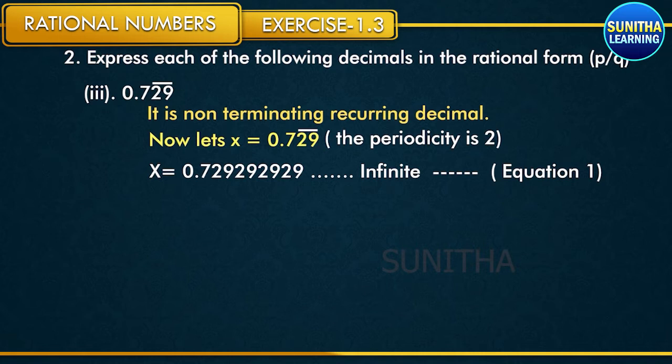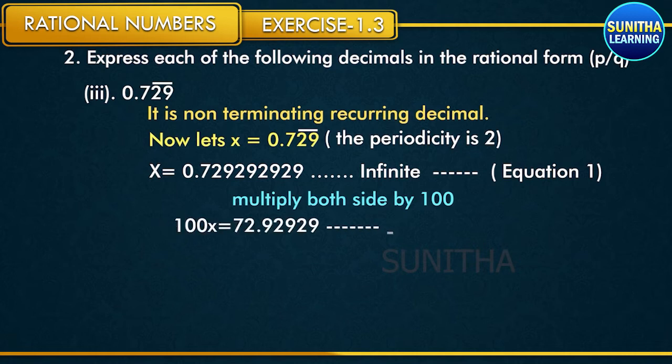Now the periodicity bar is on how many decimals? How many digits? There are 2 digits, that is 2 and 9. So for the given expression, we need to multiply with 100. So 100x is equal to... now since we are multiplying with 100, what will happen? The decimal is moved towards the right side. How many positions? 2 positions. The decimal is moved 2 positions to the right.